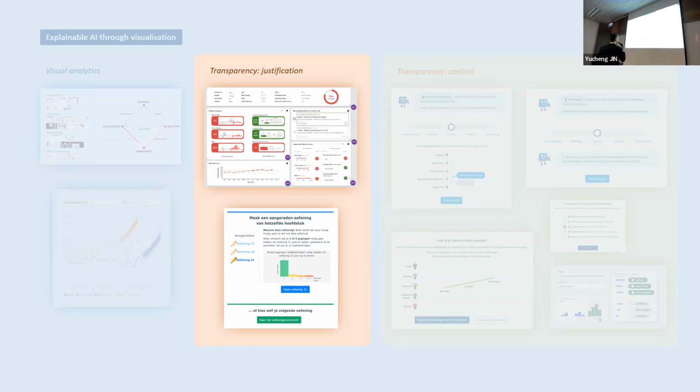Okay, let's go to the second part, which is about transparency in the sense of justification. So what does that mean? Transparency is a very loaded term. It could be a lot of things, depending on how you interpret it based on your background. What I mean with transparency here is I try to justify a model outcome. That means I don't want to explain all the details of the model, like no one is interested in the parameters if they're not AI experts. I just want to give them a kind of understanding, a feeling, a justification for certain outcomes.